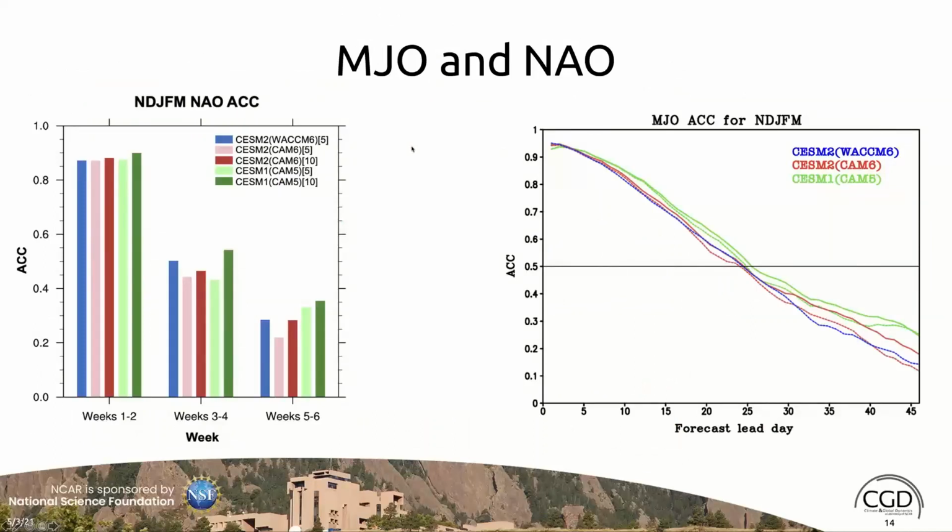There's the MJO and the NAO, because those are the key quantities of interest for subseasonal prediction. And here you're seeing a little bit more difference, especially for the NAO. So CSM1 still seems to have the best skill. And we saw that in the previous plot at week 3, ACC is 0.5 and even averaged over weeks 3, 4. And for the 5-member ensemble, CSM2 WACM also does seem to have pretty good skill.